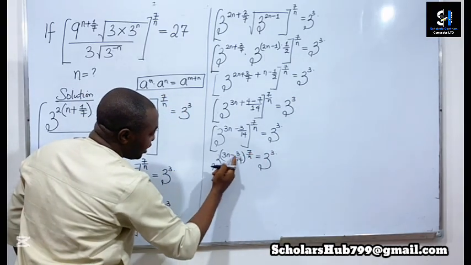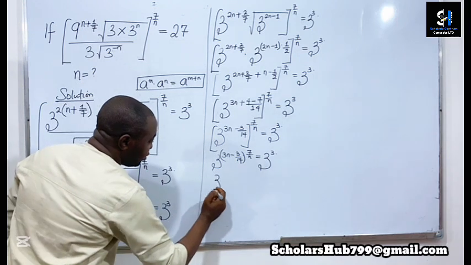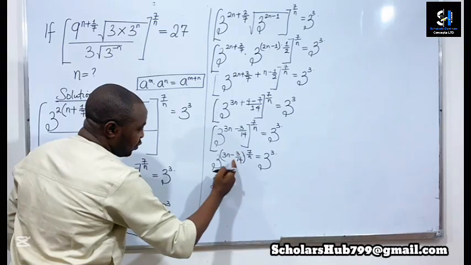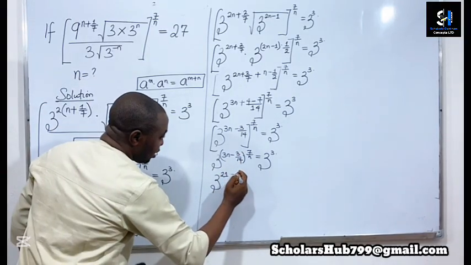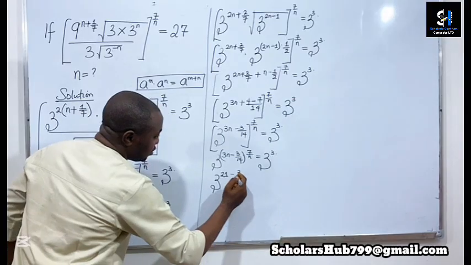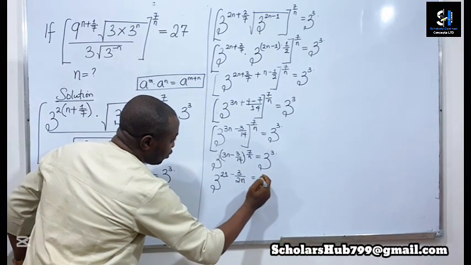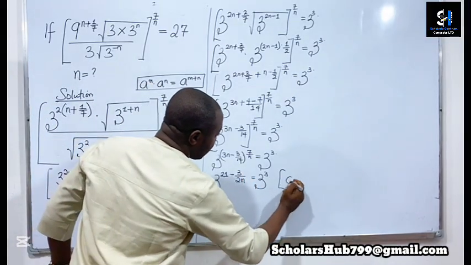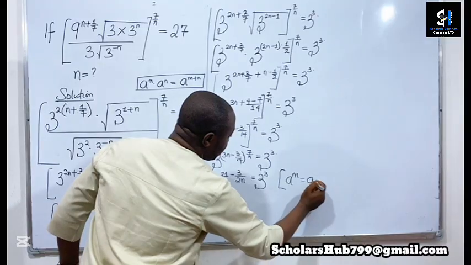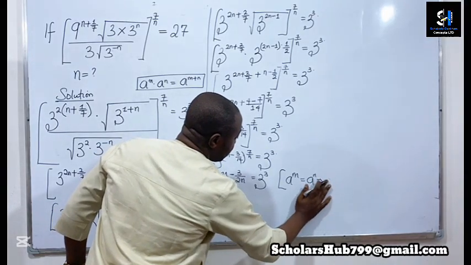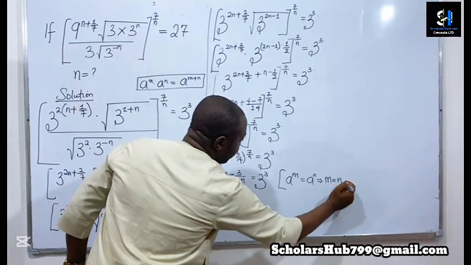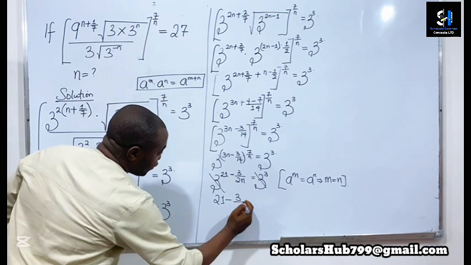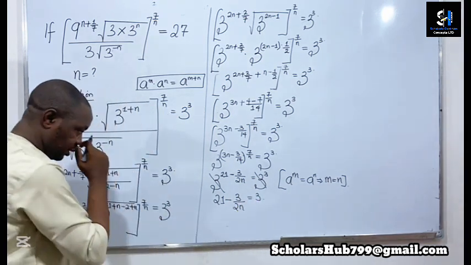So 7 over n times 3n, that's going to be 21. Then 7 over n multiplied by minus 3 over 14, that will be minus 3 over 2n, equals 3 raised to the power of 3. So in this case, we have equal base. That is when we have a raised to the power of m equals a raised to the power of n, the base will cancel out, then we have m equals n. So when this cancels, we then have 21 minus 3 over 2n equals 3.